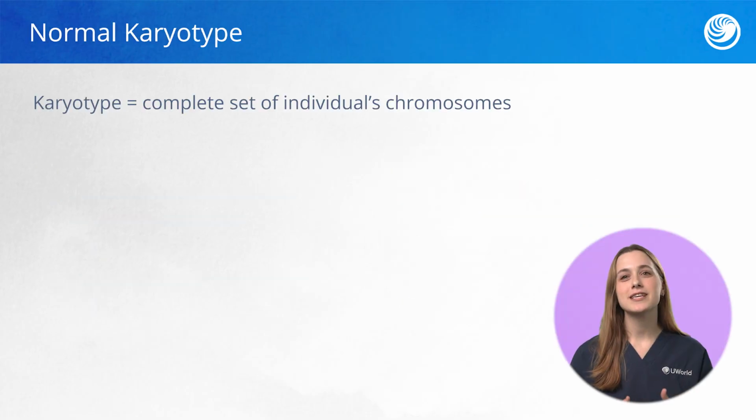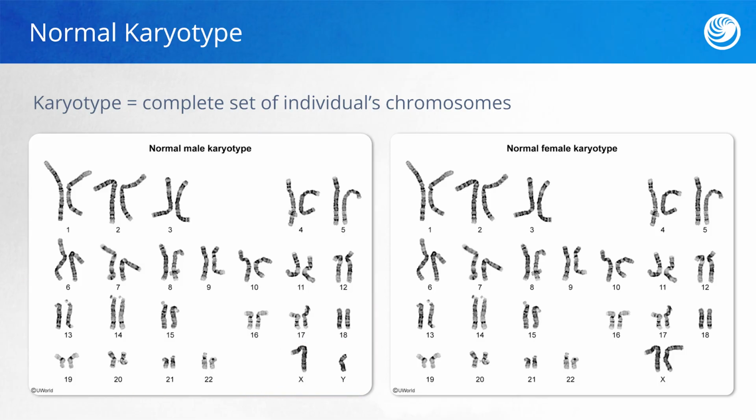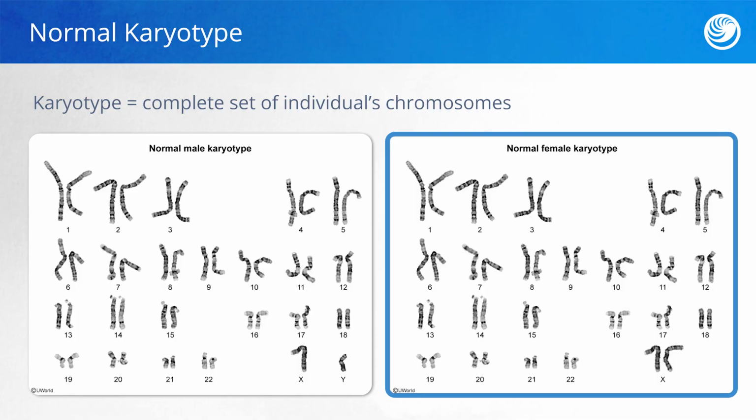A karyotype is a complete set of an individual's chromosomes. You can think of it as a chromosome map. In the image on the left, we can see a normal male karyotype with an X and a Y chromosome at the bottom right corner. In the image on the right, we can see the normal female karyotype with two X chromosomes in the same position.